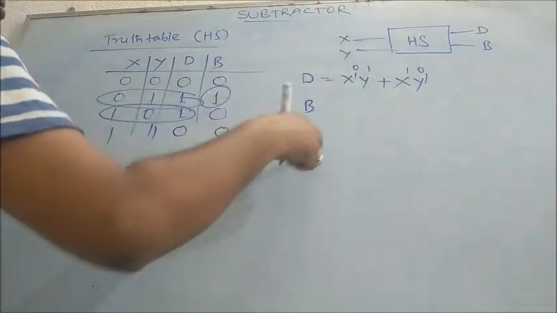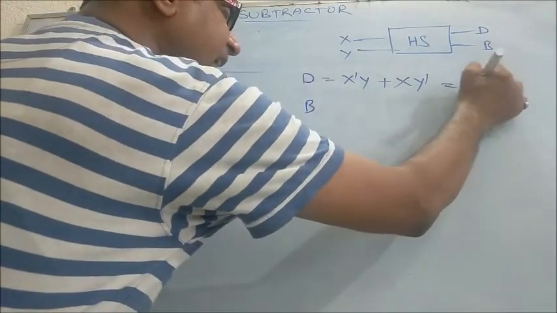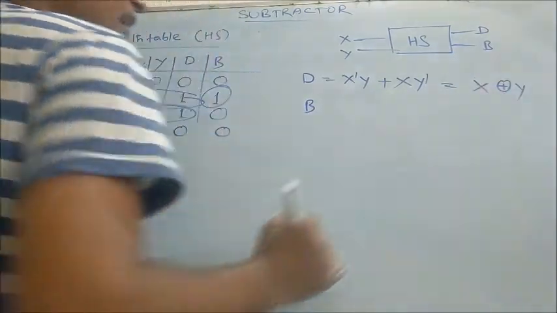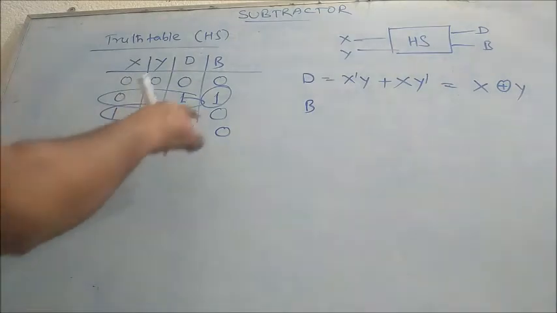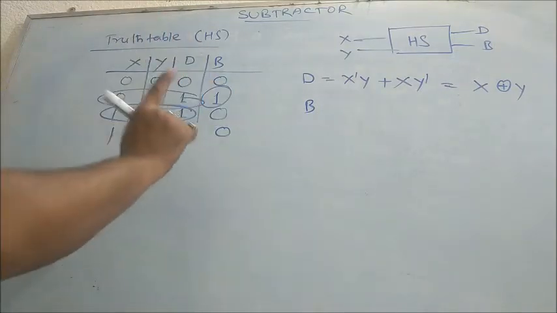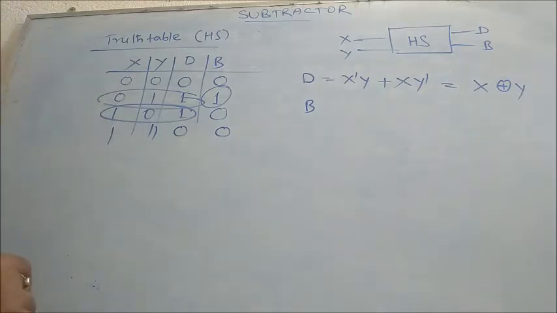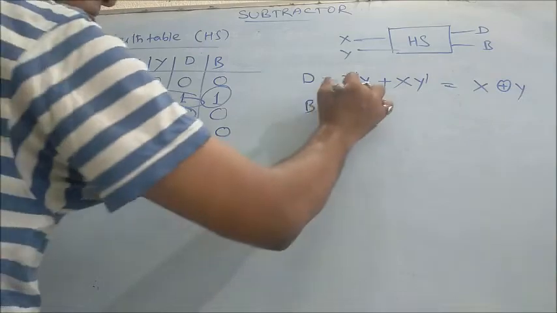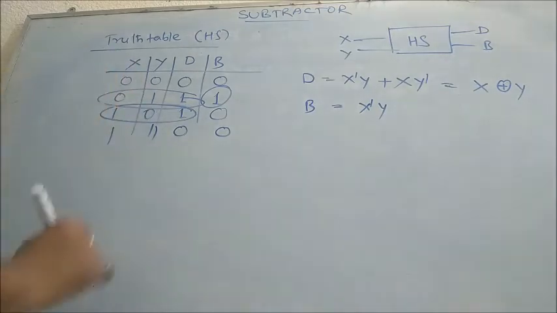So difference is equal to x bar y plus x y bar, which is nothing but x XOR y. Now just calculate what your borrow will be. See, borrow is 1 here. Only one term we have to take. And what is that one term? When x is 0 and y is 1. So in this case, you will only take x bar and y.